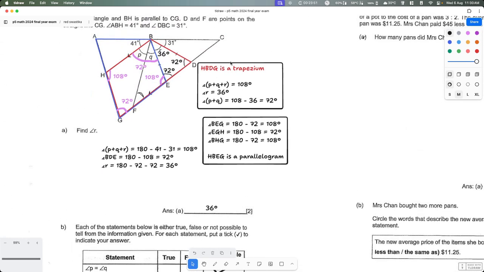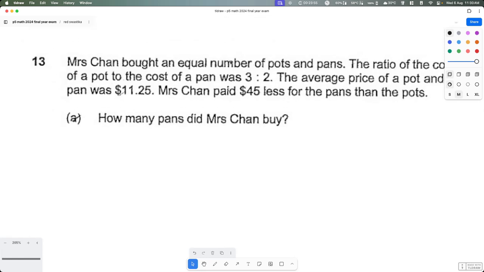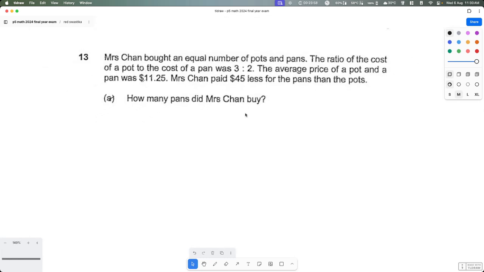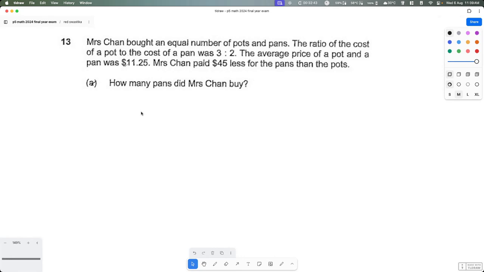All right. Question number 13A. Okay, so it says here, let me zoom out a bit. Mrs. Tan bought an equal number of pots and pans. The ratio of the cost of a pot to the cost of a pan was 3:2. The average price of a pot and a pan was $11.25. Mrs. Chan paid $45 less for the pots than the pans. How many pans did Mrs. Chan buy? So over here, what we can do is we can get the total price of the pots and pans.